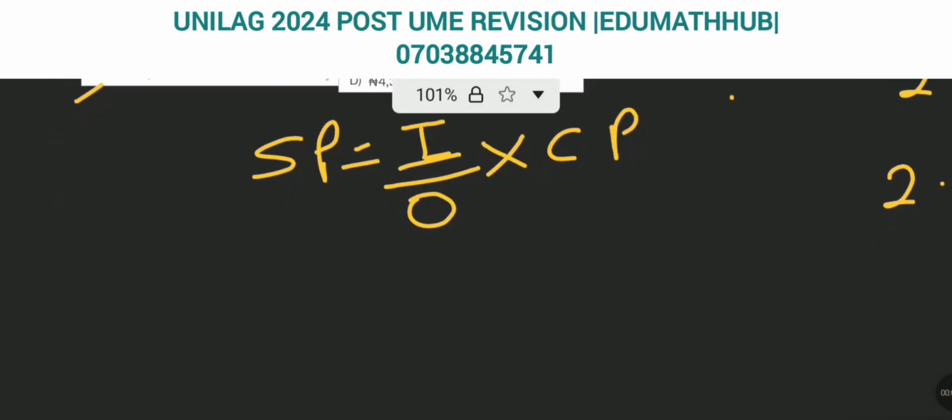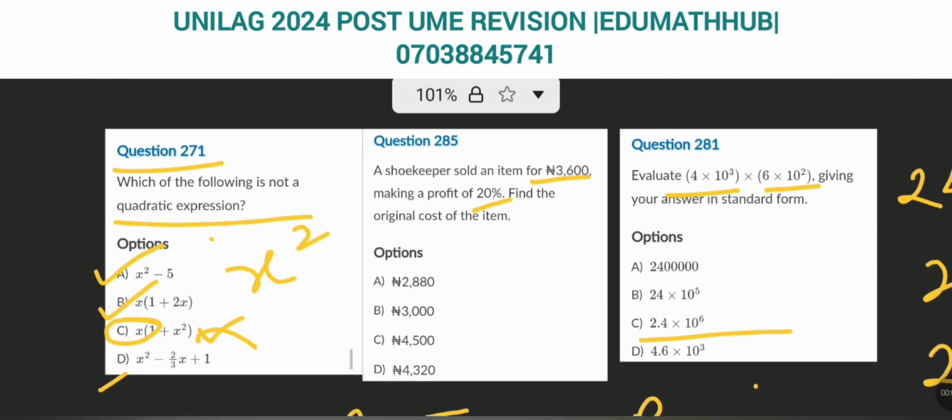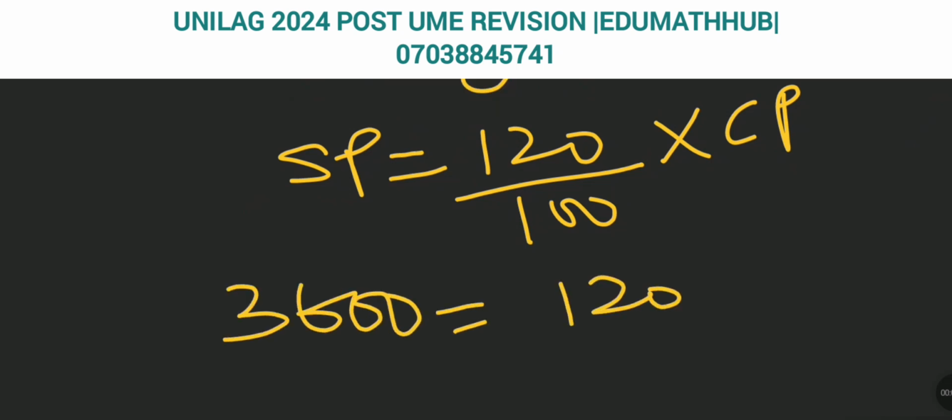So increase percent means just add 100 to the original percentage given in the question. So in the question we have 20%. So the selling price will be 100 plus 20, that will give you 120. So the original percentage is 100, then times the cost price. Then slotting in the value for the selling price. The selling price is 3,600 in the question. So you get this value, then you divide by 100.